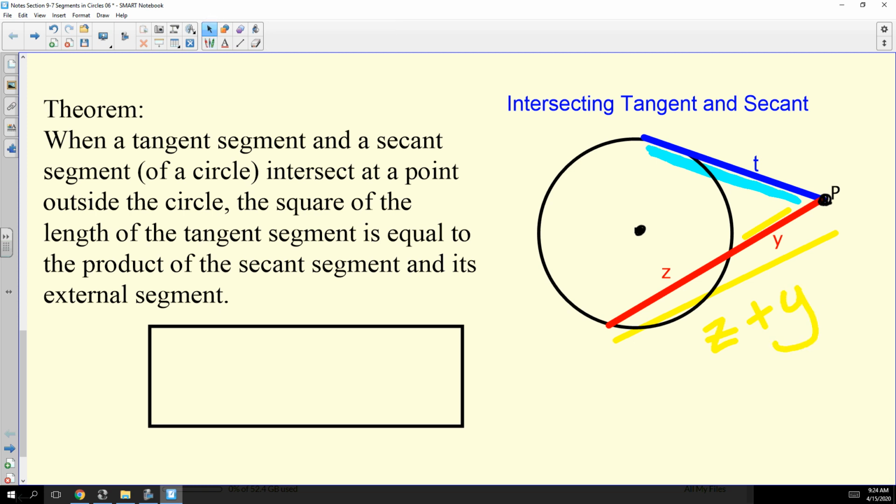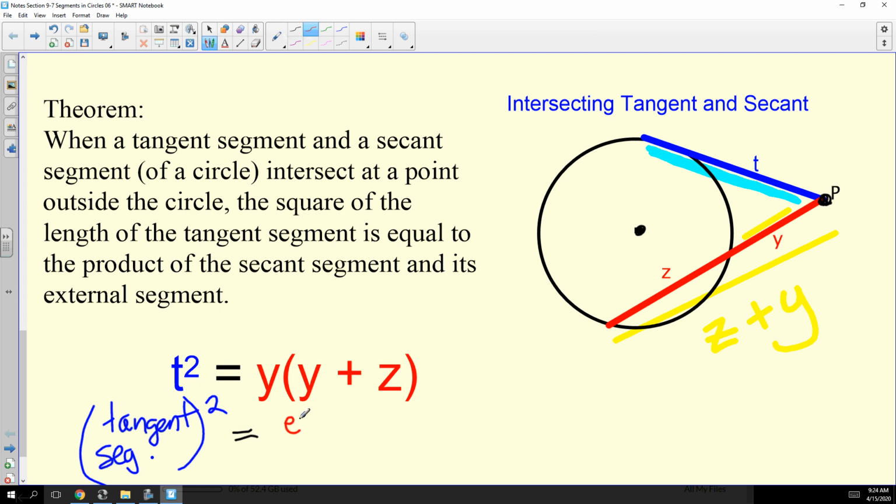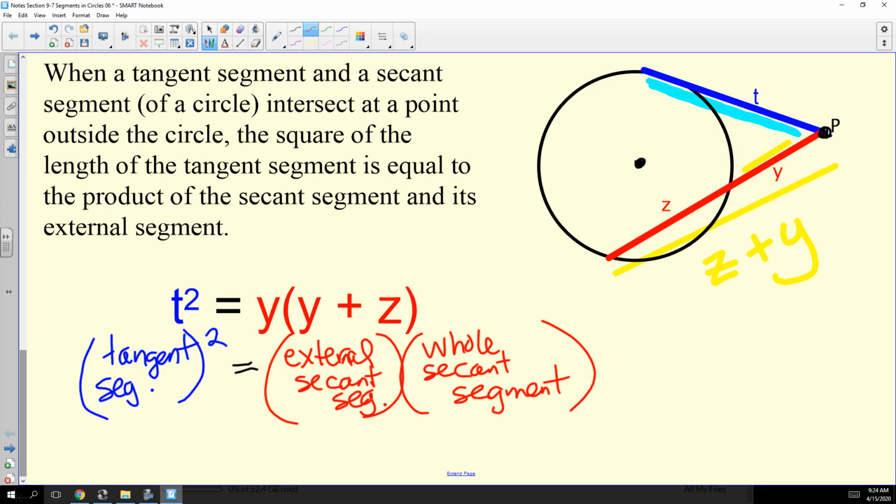So that one looks something like this, and I do still think it's a good idea for you to express that in words as much as possible and say the tangent segment squared is equal to the external, let's not forget the n, secant segment times the whole secant segment. And you can use whatever variables you choose, or if you have points, I do think it's definitely better to use points. Now let's see what it looks like when we try to apply those theorems.